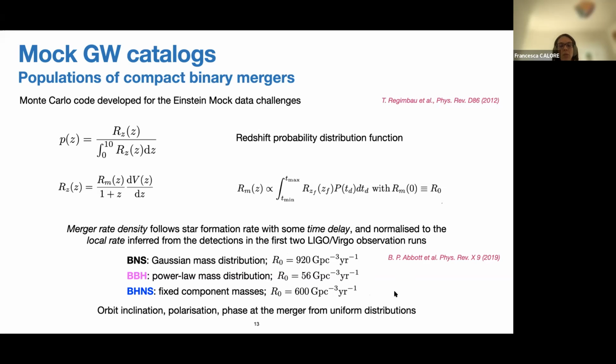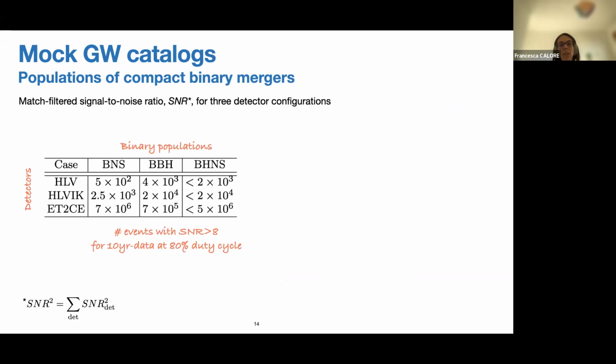We also extract from uniform distributions the orbit inclination, the polarization, and the merger phases, because we really want to simulate the full events that we would generate, and then let them pass through the detector response function and reconstruct the signal to noise ratio for this matched filtered detection pipeline. And we do so for 3 different detector configurations.